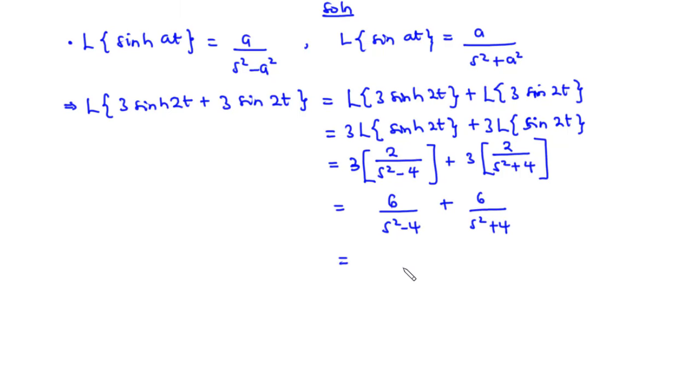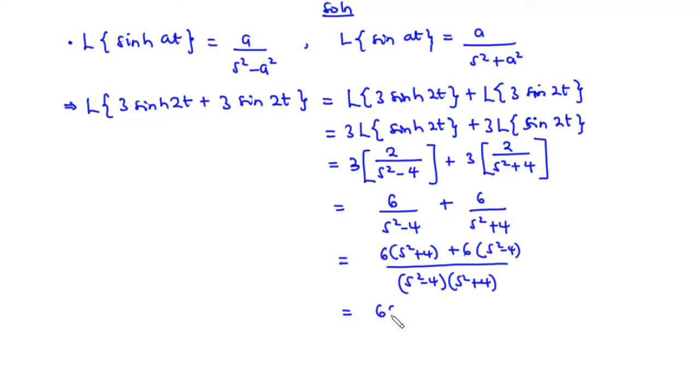So let's try to simplify this. So we have the LCM to be s square minus 4 times s square plus 4. Now s square minus 4 times s square plus 4 divided by s square minus 4, this cancels out this. We are left with s square plus 4. So we have 6 times s square plus 4. And for this, we are going to have 6 times s square minus 4, because this is going to cancel that. So we are multiplying 6 across for each of the terms.